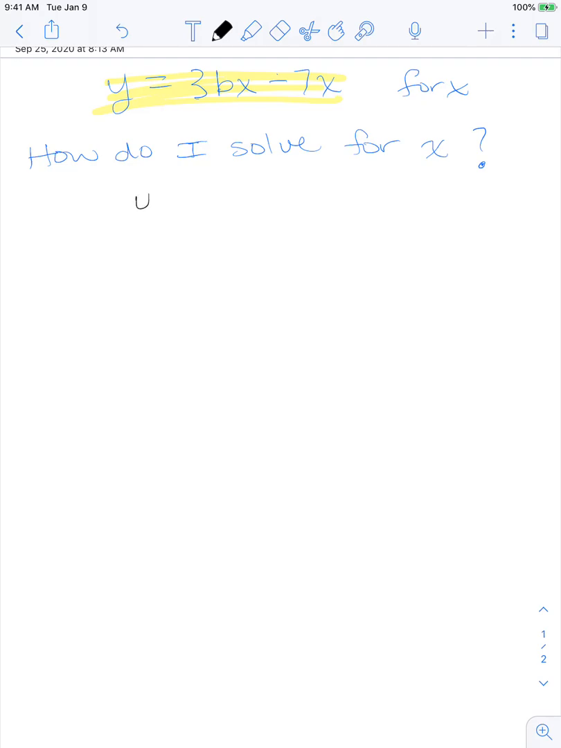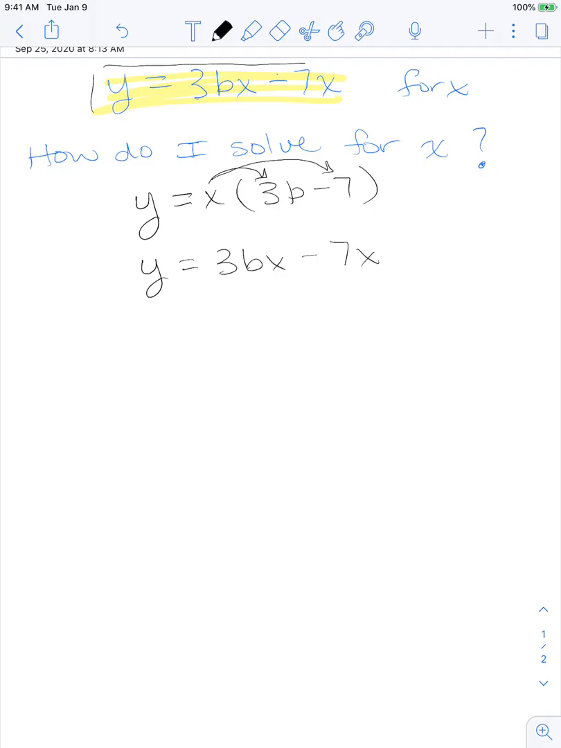So I'm going to start with what if I had something like this, where I had x and then 3b minus 7, that what I do is I distribute the x through, and I get y equals 3bx minus 7x, and that is where this would have come from. And so what I want to do is take that equation and go backwards.